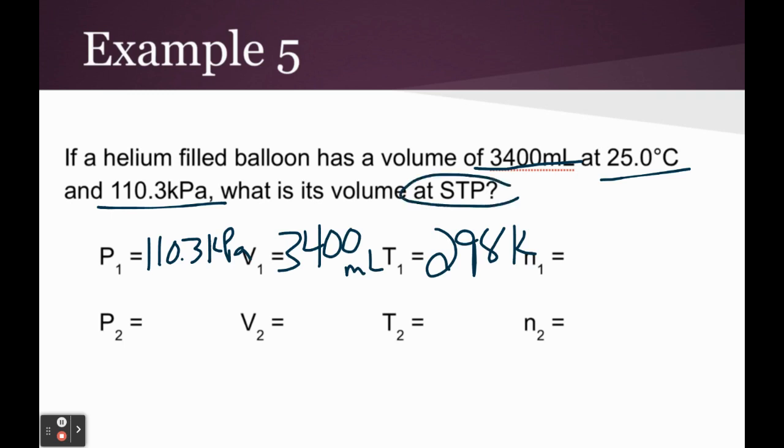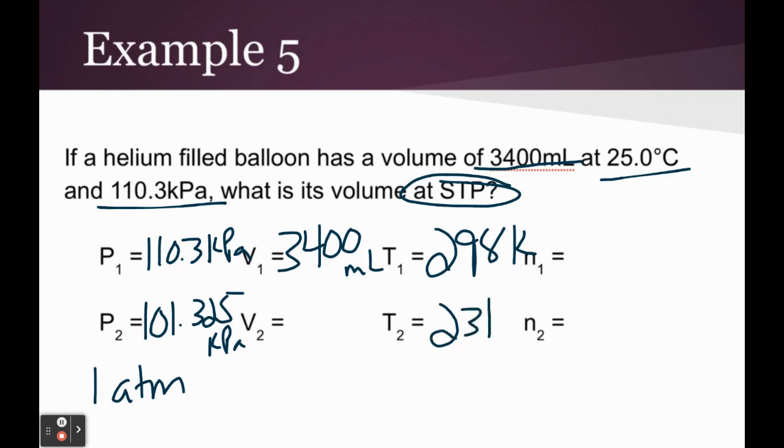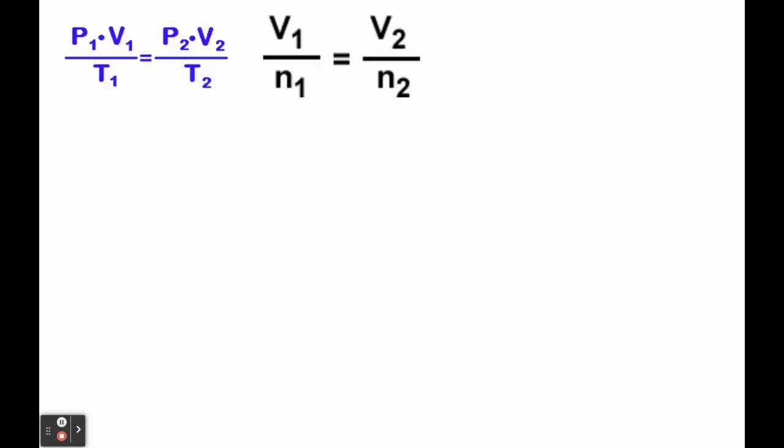However, remember STP means standard temperature and pressure. And our standard pressure is 1 atm, which is the same thing as 101.325 kPa, if you remember from our pressure conversions in 2A. And standard temperature is 273 Kelvin. Okay? And the problem is asking us to find volume 2. So no mention of moles, so we're going to get rid of that. We know we're not going to use this equation because it didn't talk about moles at all.